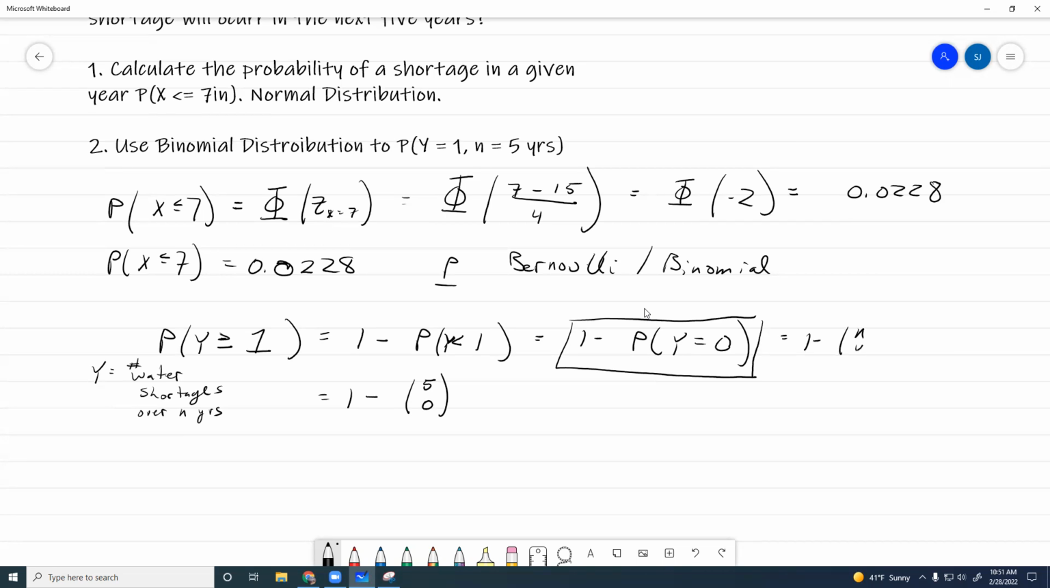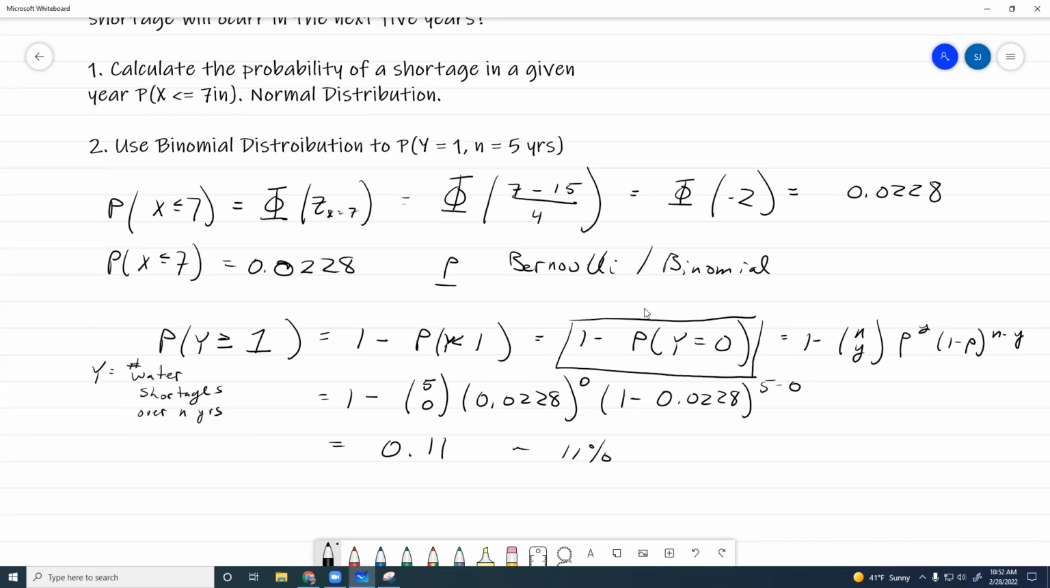This is 1 minus n choose y, p to the y, 1 minus p to the n minus y. So plug the numbers in over here. Our probability is 0.0228. We raise that to y is 0. And then we get 1 minus 0.0228 to the 5 minus 0. Plug those numbers in, and we get about 0.11, or an 11% chance of at least one water shortage over 5 years. It could be more, right?